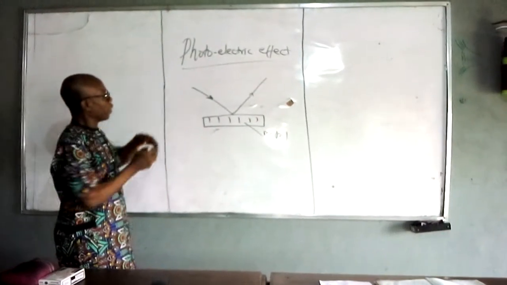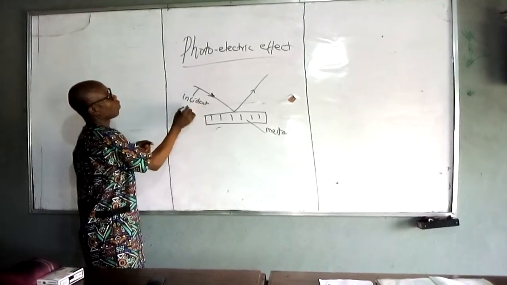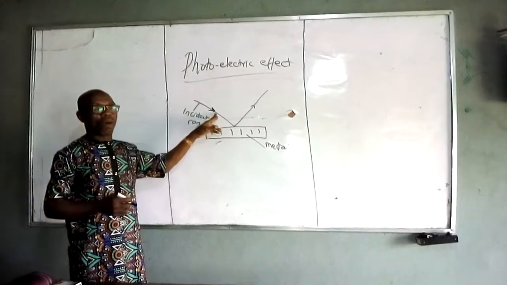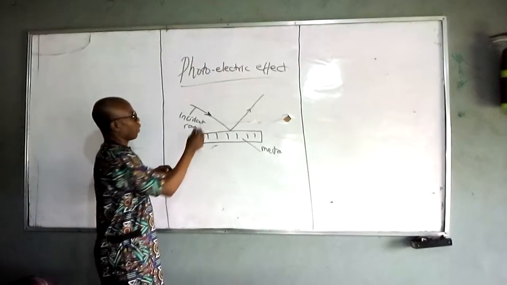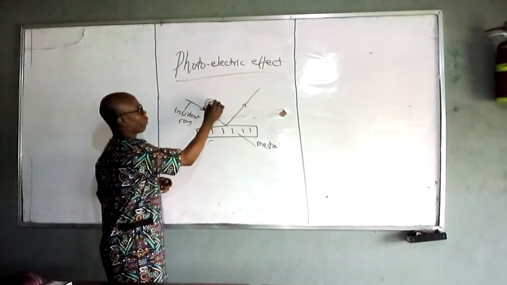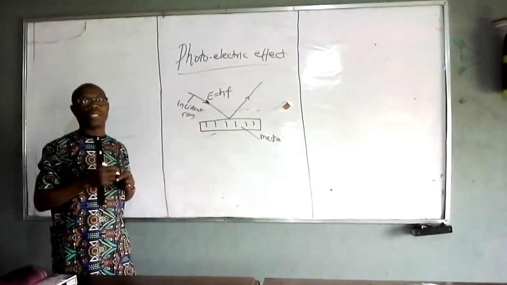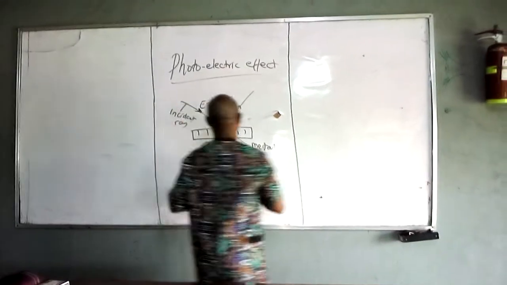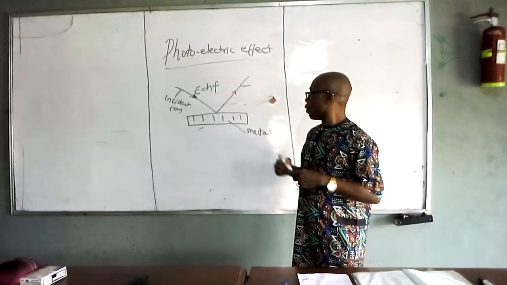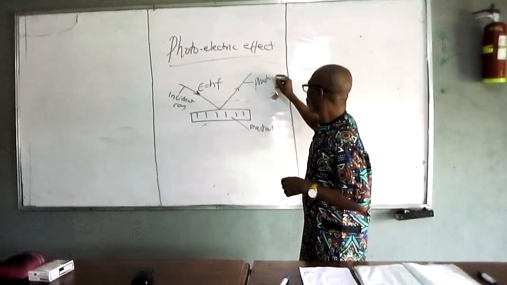And this light here is the incident ray. The total energy of this incident ray is E, and this E is the product of Planck constant h and frequency of incident light. Now, the electron that is released here by light is known as a photoelectron.